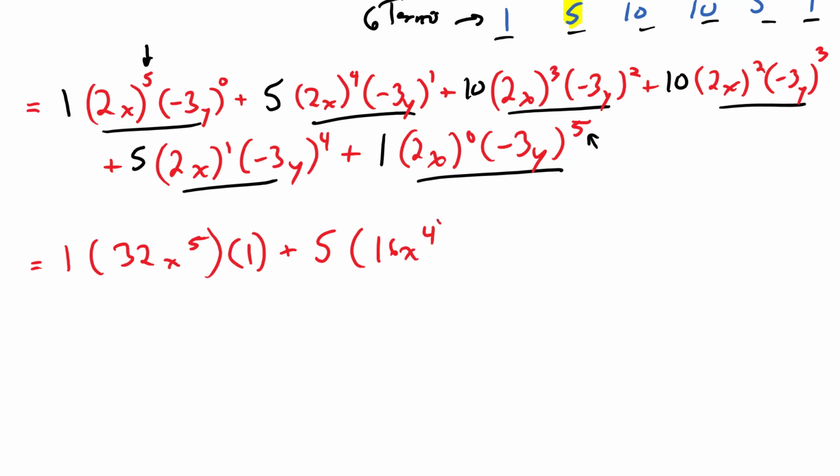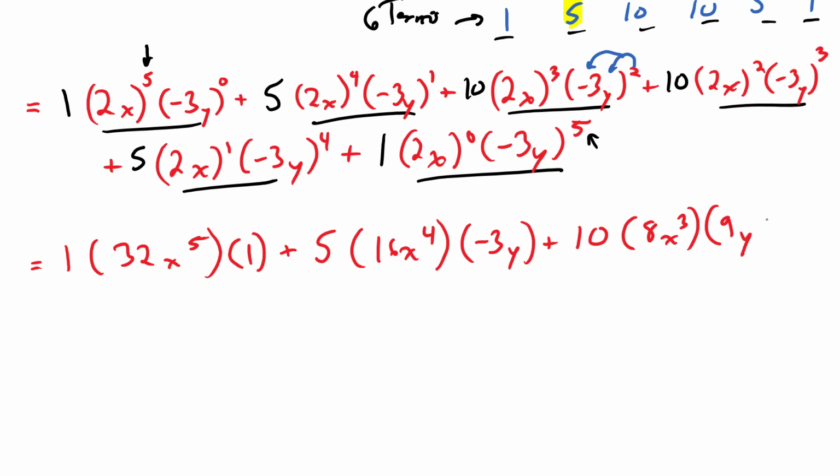16x to the 4 minus 3y. We add to that now 10. We apply the cube on the 2x. 2 cubed, 2, 4, 8, x cubed. And now we apply the 2, not just to the y, but also to the minus 3. This is extremely important. Minus 3 times minus 3 is positive 9. Positive. 2 negatives make a positive. Positive 9 y squared. Next up here, we have 10.